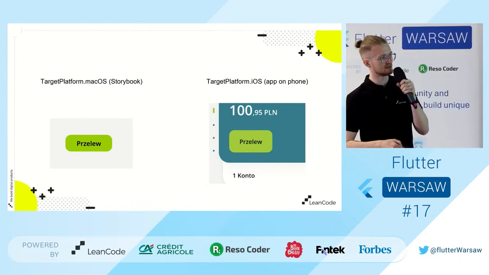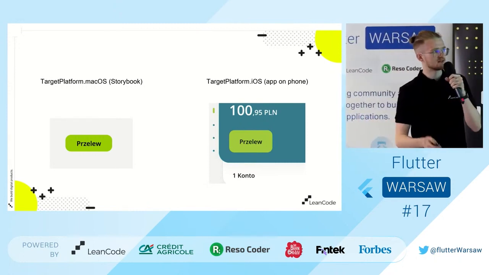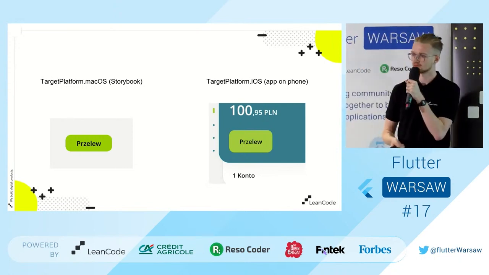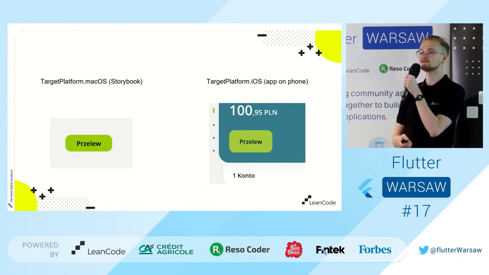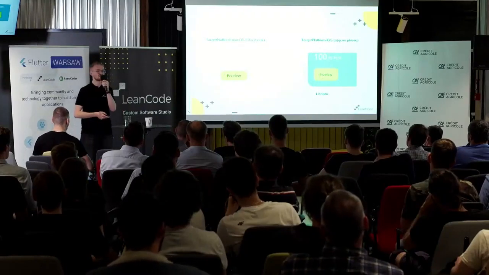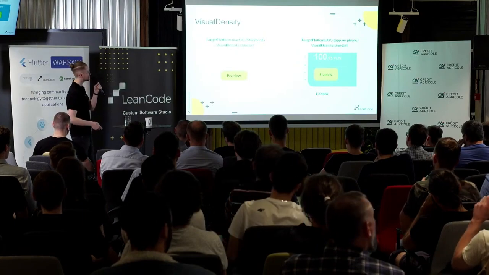It differs in height. So a small quiz for you. Why does it look different on different platforms? Does anyone maybe have an idea? Text line height? No, it's not that. But close. Yes, yes, yes. That's visual density.